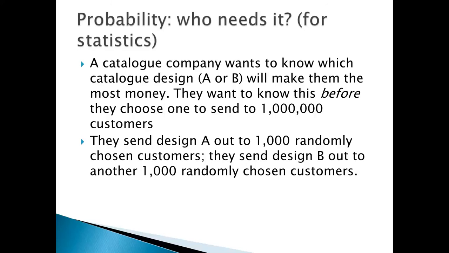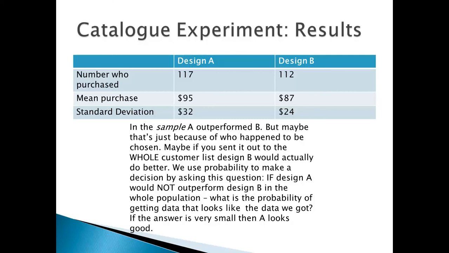A catalog company wants to know which catalog design, A or B, will make them the most money, and they want to know this before they choose one to send to 1 million customers. So they send design A out to 1,000 randomly chosen customers and design B to another randomly chosen 1,000 customers. So they're doing a randomized experiment. Here's the results they get.